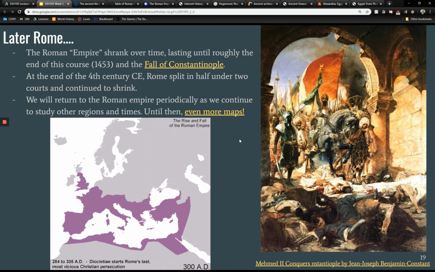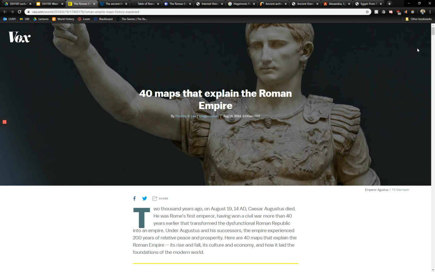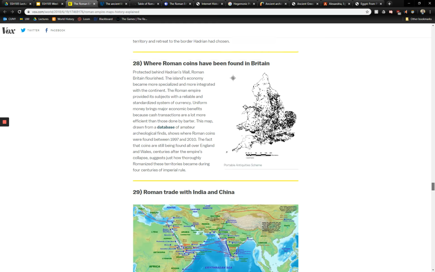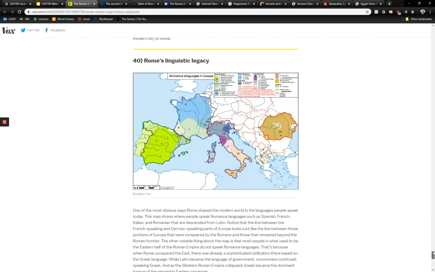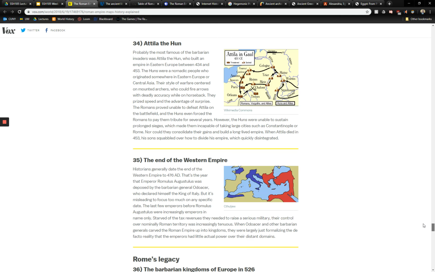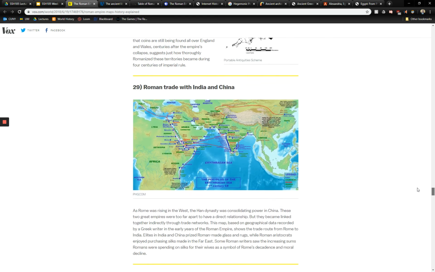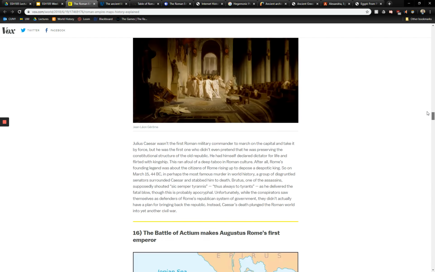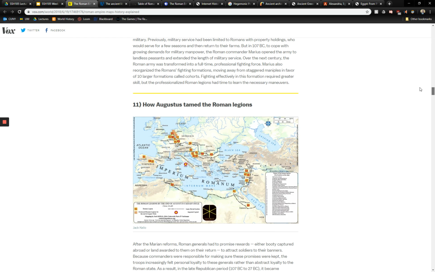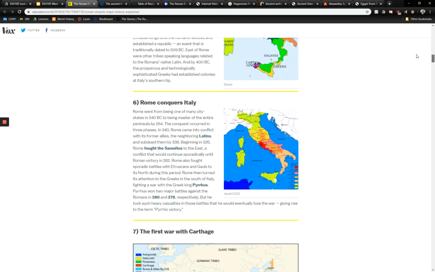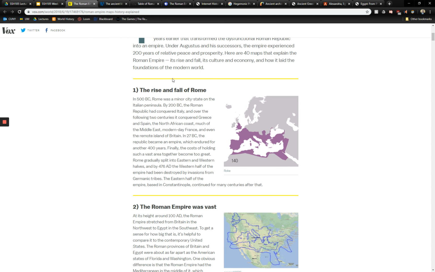We'll return to the Roman Empire periodically throughout this course as we study other regions and times that will interact with it. If you want to look at even more maps, this is an article from Vox, which I know is a heavily political source, but these are maps of ancient Rome, so they don't have that much politics in them. And these are just a number of great maps that I really like. You may have noticed there are a ton of maps in today's lecture and throughout this course. Maps do a good job of telling you the broad strokes of ancient and pre-modern history. So if you want to look at a few more maps, these are some good ones.